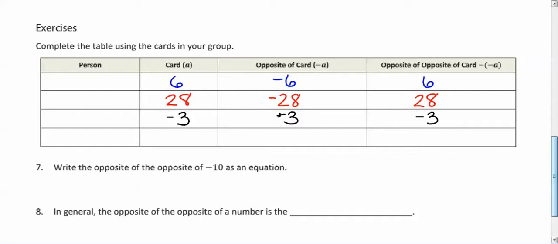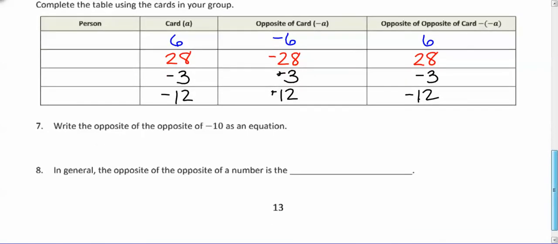All right, we'll do one more. So let's do negative 12, right? The opposite of negative 12 is? Positive 12. Very good. And the opposite of the opposite is going to be? Negative 12. Yep. See, these are silly questions.